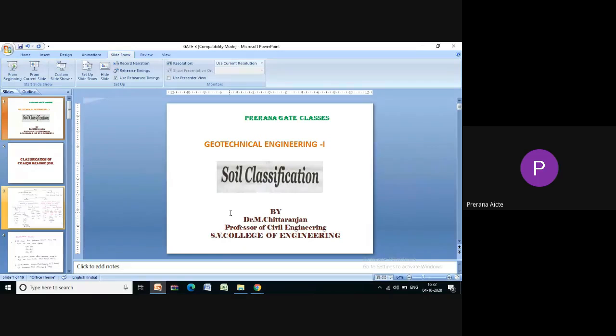Good evening, students. Today I am going to explain soil classification, Indian soil classification. As per the Indian soil classification system, how do we classify the soil? If we classify the soil, we can easily judge the engineering properties as well as index properties of the soil mass. Depending upon the classification, the soil behavior can be judged.